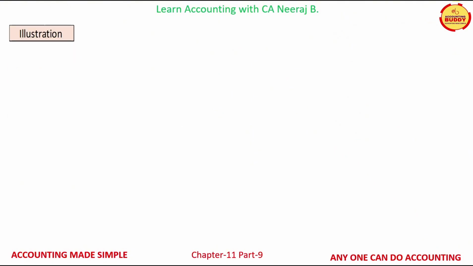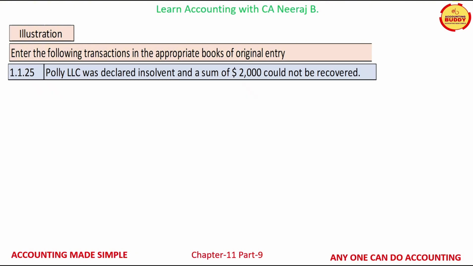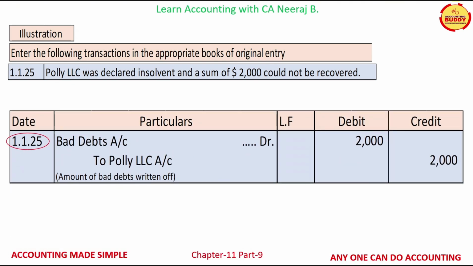Let us take another illustration for the transactions which are not routine in nature. Enter the following transactions in the appropriate books of original entry. Transaction on your screen is on 1st of January 25, Poly LLC was declared insolvent and a sum of $2,000 could not be recovered. This transaction will be recorded on 1st of January 25. The two accounts affected are bad debts account and Poly LLC account. Bad debt account will be debited while the Poly LLC account will be credited. The entry will be passed for $2,000 by writing a proper narration.